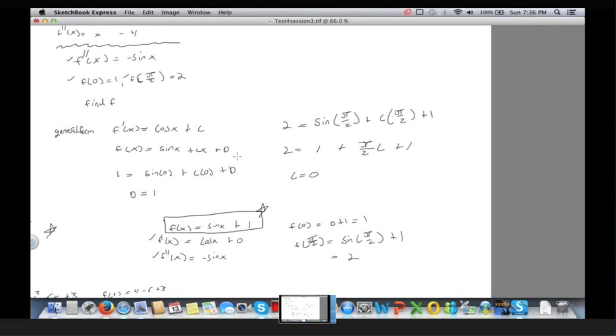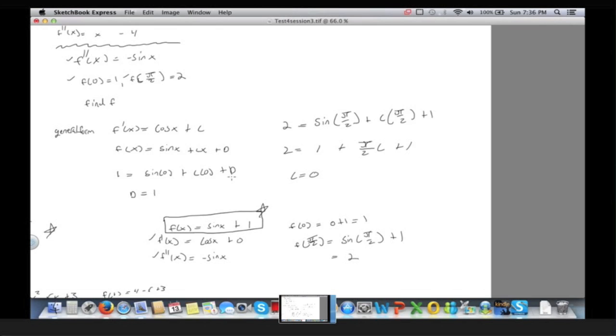f of 0 is 1, and f of pi over 2 equals 2. One thing that's important here is it's best to use those in the best order. If you had started by using f of pi over 2 equals 2, you would not have been able to get a clear answer yet at that point. If you had used those in a different order, you would have not had a clear answer.